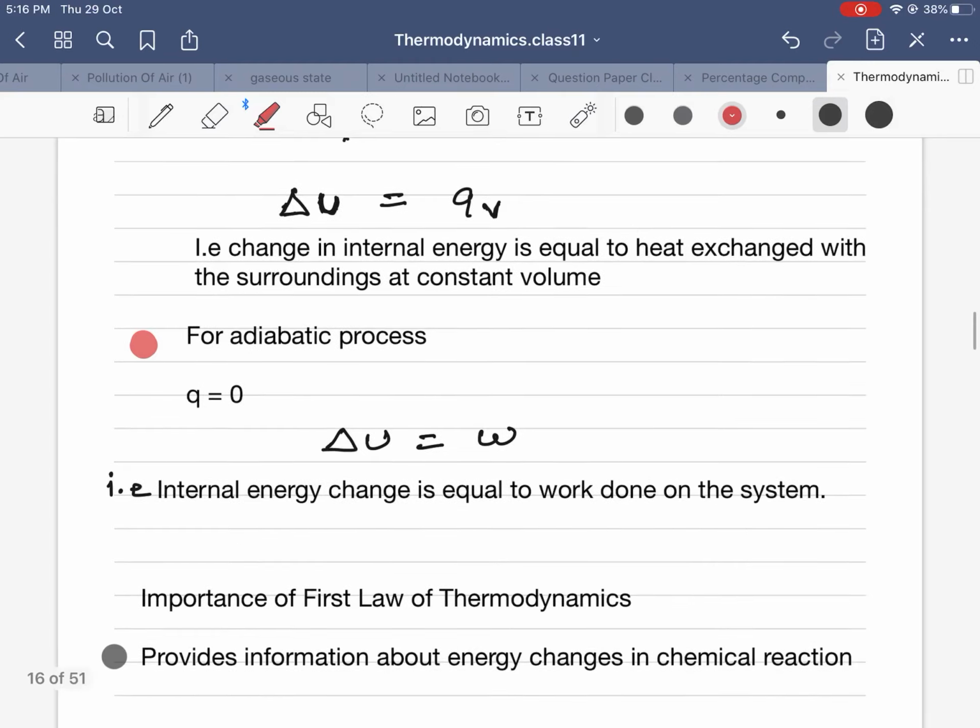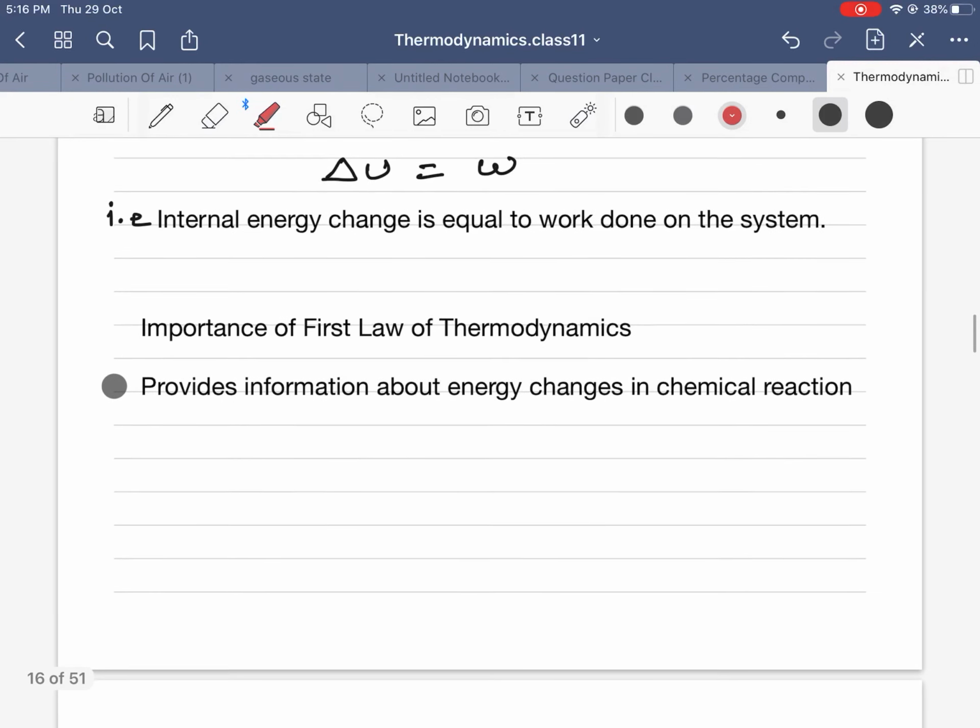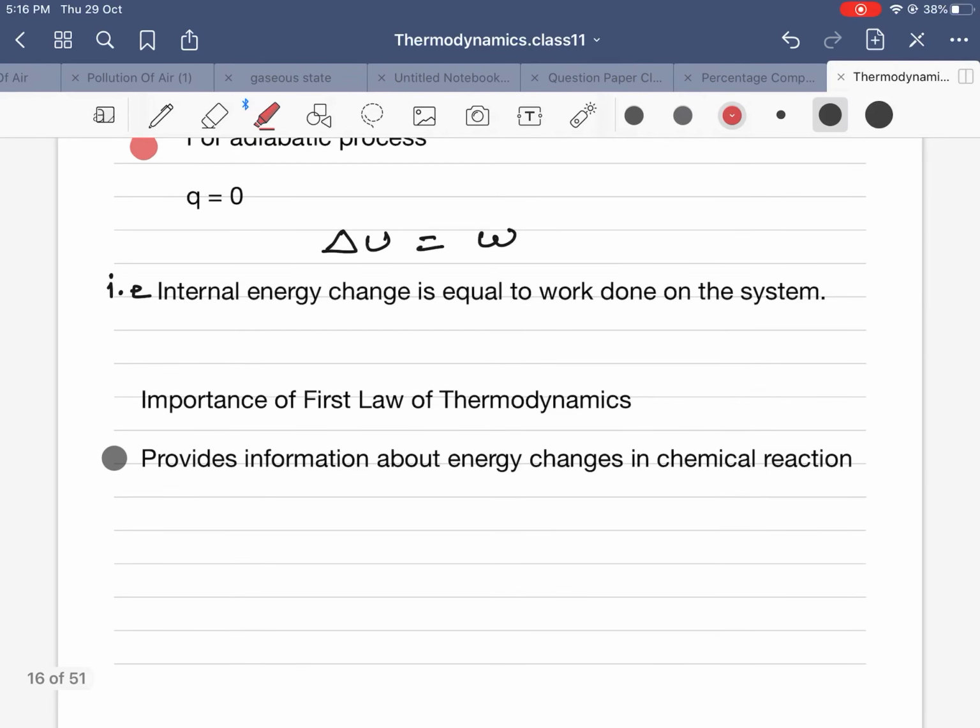And the first law of thermodynamics provides information about energy changes in chemical reactions. That's all for today.